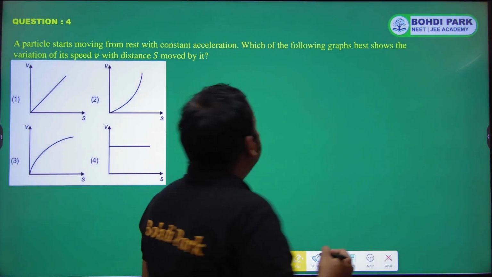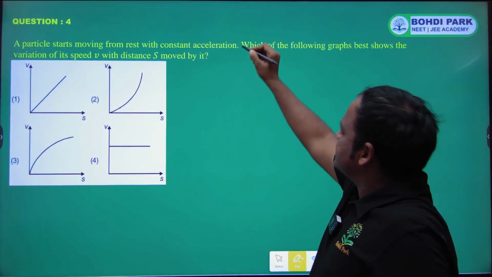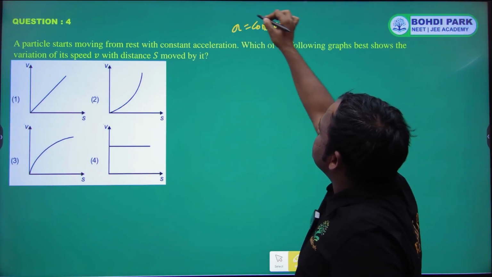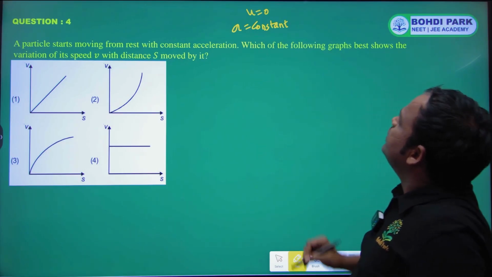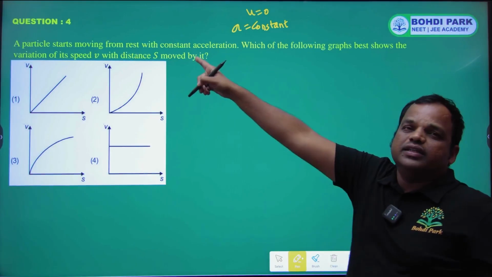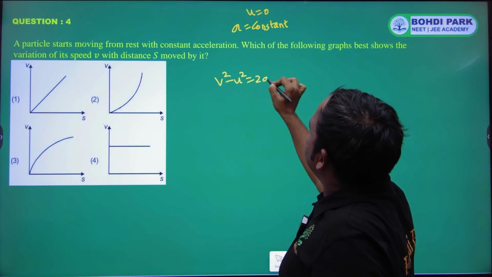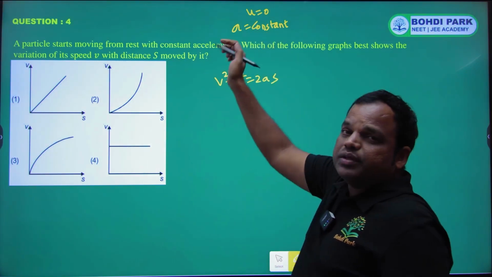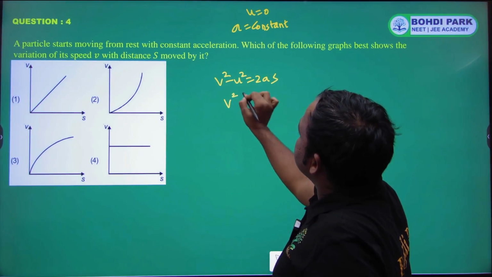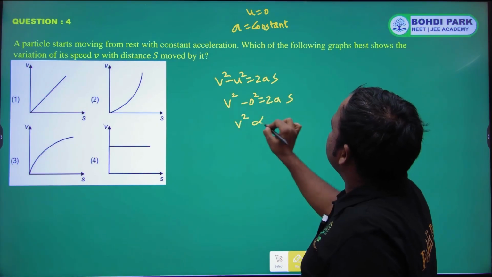Next question, we have to consider particle start moving from rest with constant acceleration. So acceleration is constant, initial velocity 0. Which of the following graph best shows the variation of speed versus distance graph? So we have v square minus u square is equal to 2as and initial velocity 0. So the particle is going along straight line. So velocity, final velocity square minus 0 square is equal to 2as. So v square is proportional to s.